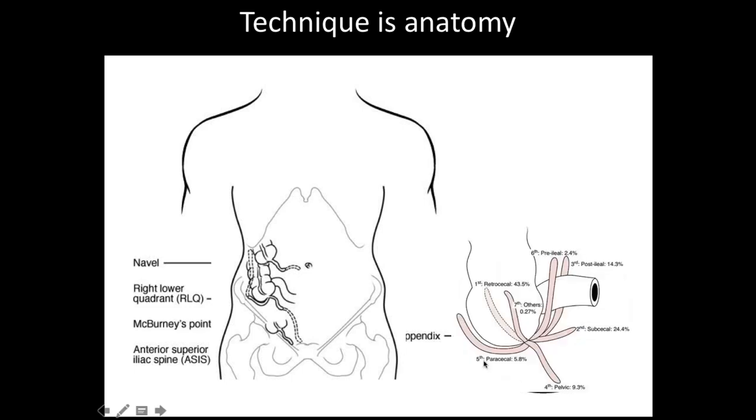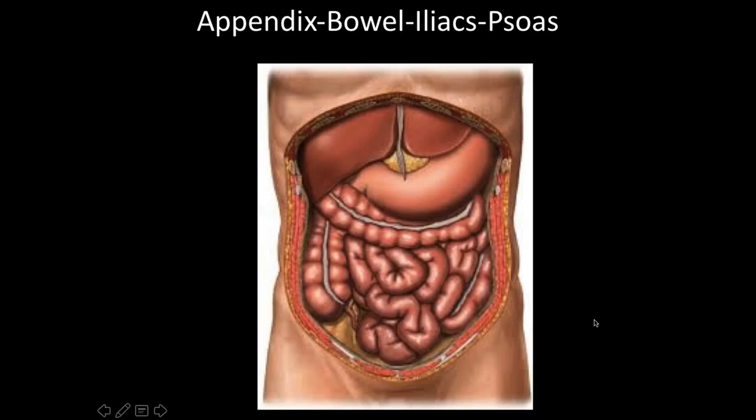And along with that, the appendix has a variety of different locations as well. Almost 40-ish%, so 43 to 44% lie retrocecally, and this can be a challenge for point-of-care ultrasound to locate the appendix. There are methods, and we'll talk about them in the end, to help find the retrocecal appendix. But for the other 50%, they lie all around the place, further down in the pelvis. They can lie around the ilium, or even drape over the iliac vessels as well.